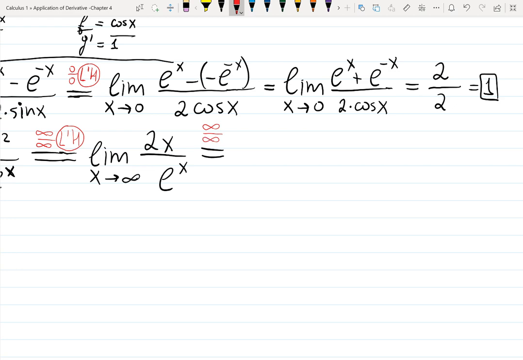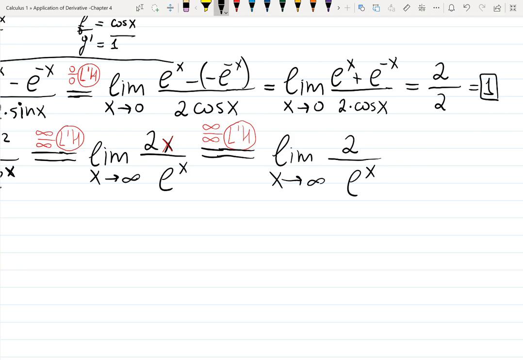But I can see that something changed. Instead of x squared, which was a quadratic function, now I'm working with 2x, which is a linear function. Every time I differentiate, the degree of the polynomial in the numerator decreases. So it seems like if I differentiate one more time, the function at the top becomes constant. The derivative of 2x is 2, and the derivative of e to the x is still e to the x.